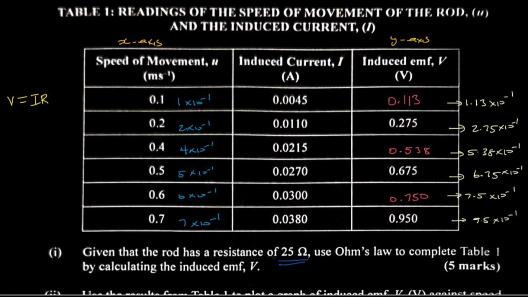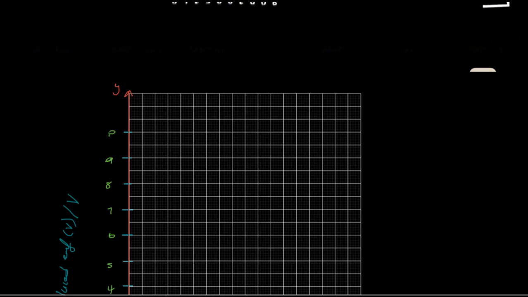Now, our induced EMF values were actually raised to the power of 10 to the minus 1. So as such, we can include our multiplier. We're going to say times 10 to the minus 1 to remind us that all these values are being multiplied by 10 to the minus 1.